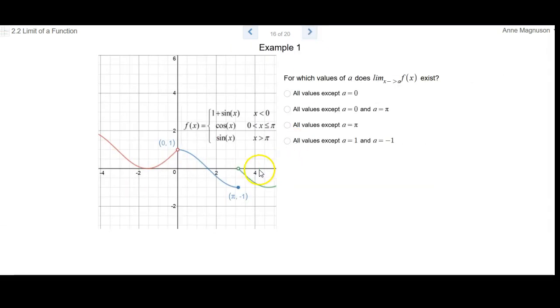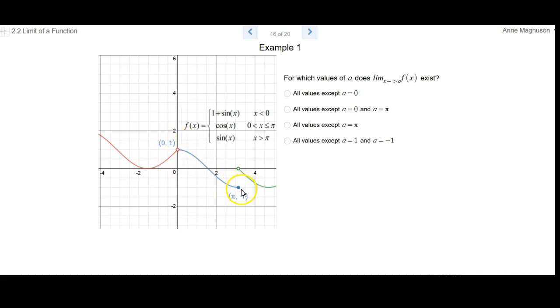Here's another good piecewise function. So for which values of a does this limit exist? Since as x approaches 0 from the left, the y values are approaching 1, and the same as x is approaching 0 from the right, even though this function is not defined at x equals 0, this limit exists and is equal to 1.